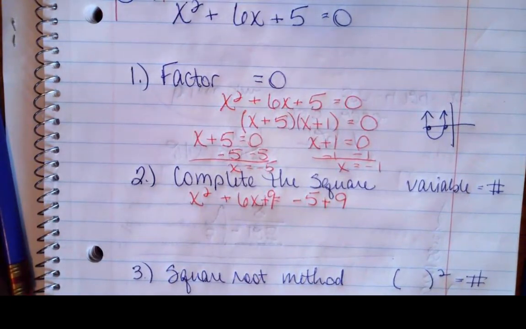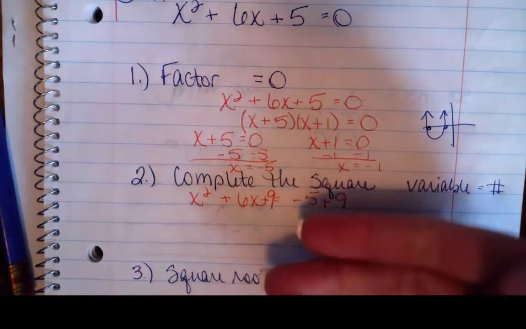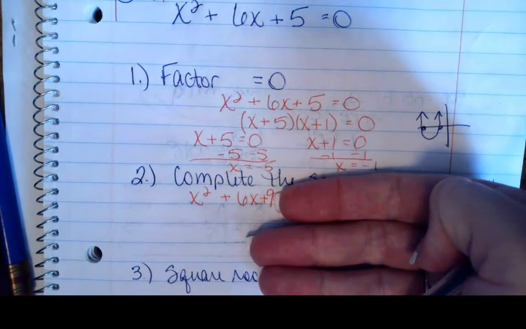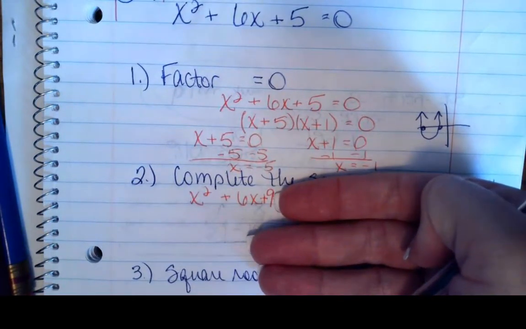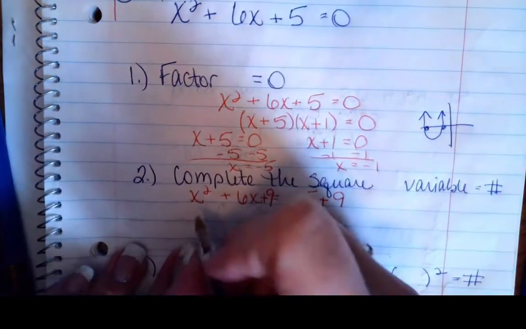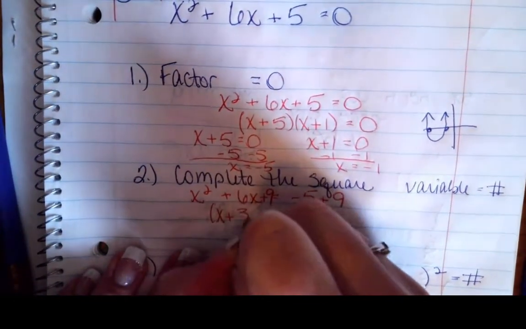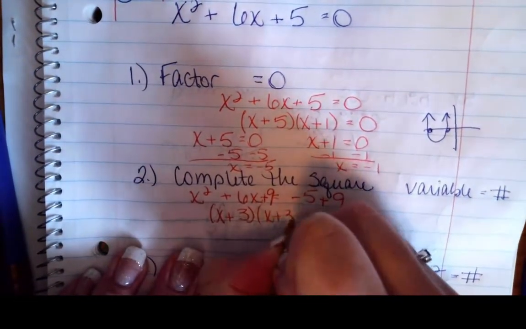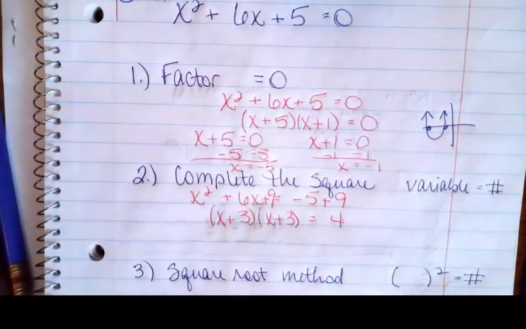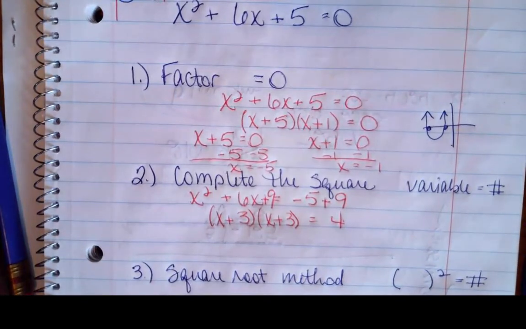And now I'm going to try factoring. But don't just ignore this side for a second. So do I know two numbers that multiply to 9, but add up to 6? Yes, I do. It is x plus 3 times x plus 3. So let's write that down for just a second. And then negative 5 plus 9 is 4.